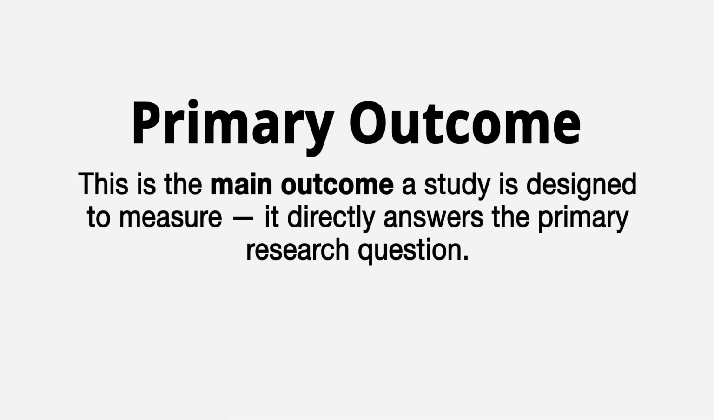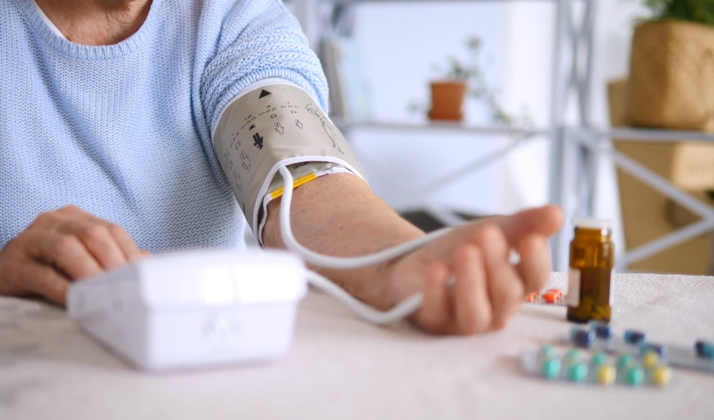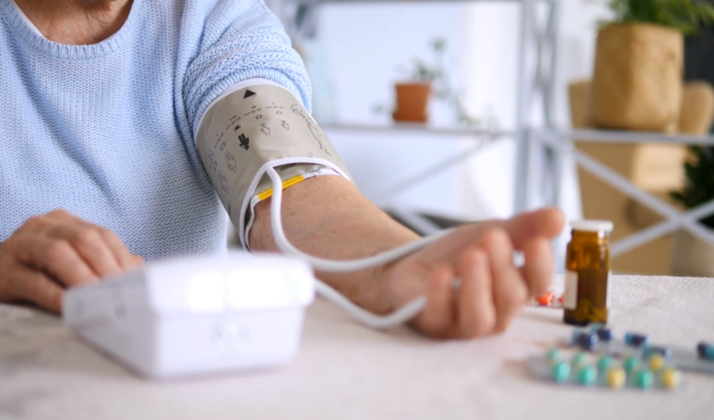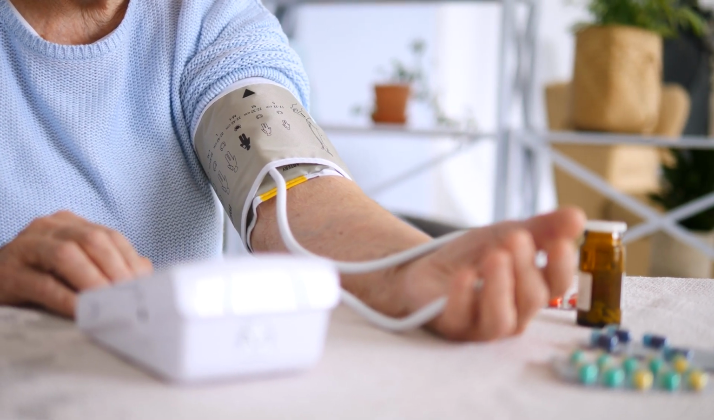First is the primary outcome. This is the main outcome a study is designed to measure. It directly answers the primary research question. For example, in a hypertension study, the change in average systolic blood pressure after 12 weeks of treatment is the primary outcome.